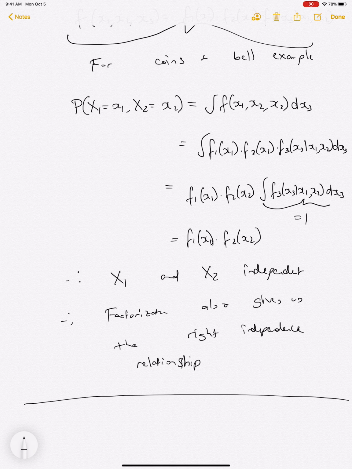So we've spoken about factorization over DAGs. We're going to talk about how this relates to conditional independence and dependence relationships, which is then going to allow us to talk exactly about how DAGs encode conditional independence and dependence relationships.